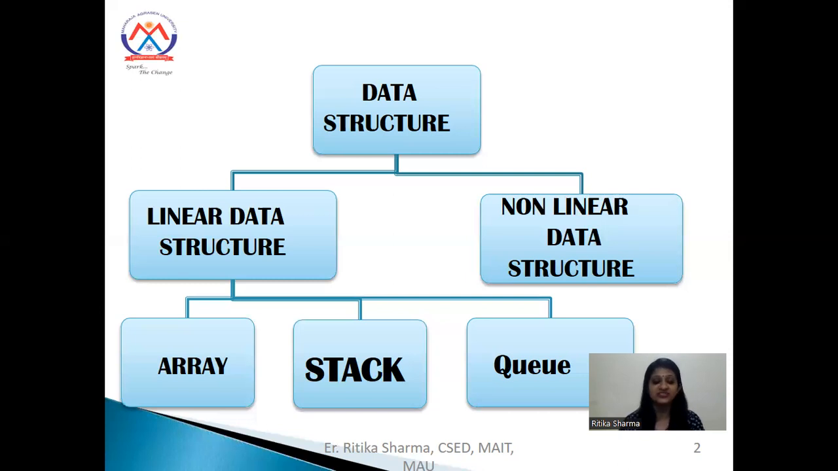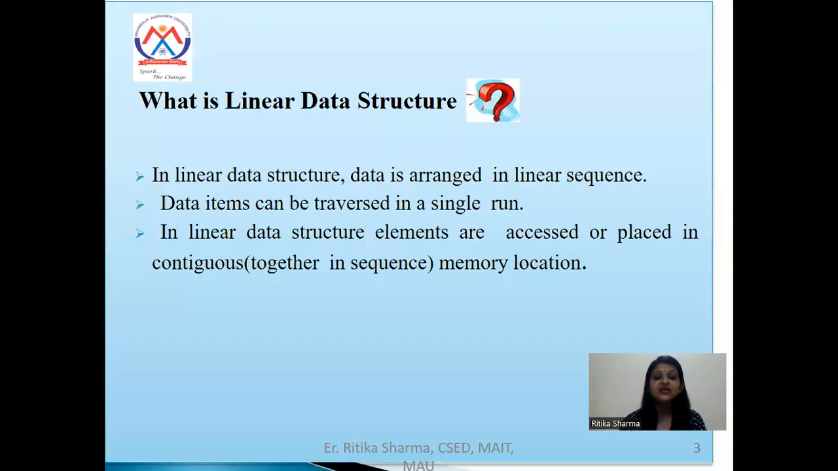So our today's topic of discussion is stack data structure, which is a linear data structure. So what is linear data structure? In linear data structure, data is arranged in linear sequence. For example, arrays. In arrays, we can insert the elements into continuous memory locations, and the elements which need to be inserted are homogeneous in nature. In linear data structure, we can access the items in a single run. We can place the items into continuous memory locations. We can arrange the items together.